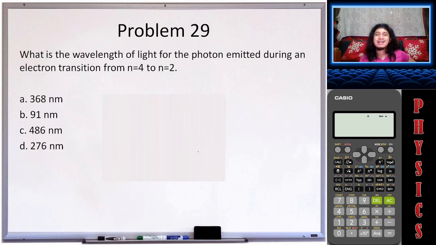Okay, I think this is the last problem. Diba? Kakalungkot naman. Pero guys, okay lang yun. Makikita nyo pa rin ako sa mga susunod na kabanata. For now, this is our last problem.